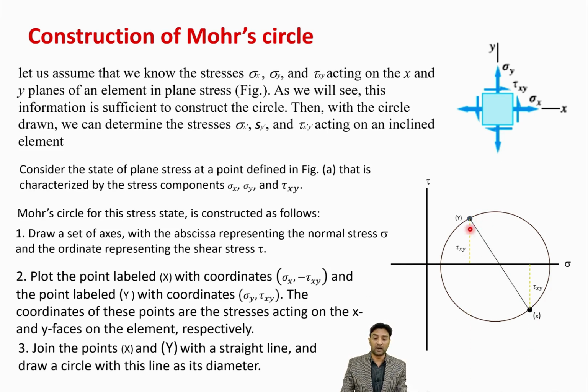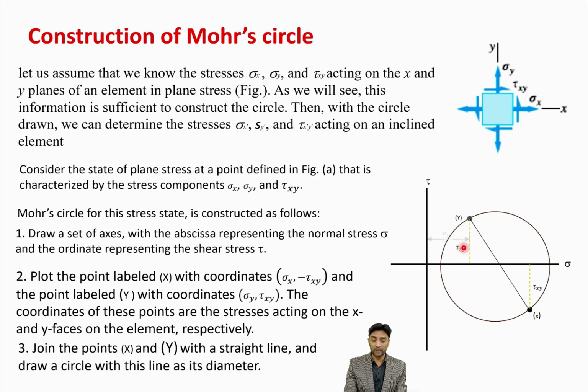So these are the coordinates tau xy, and this is the tau xy. As you can observe, on the x face we are taking sigma x as positive because it is tensile stress, and we are taking this tau xy as negative. It means that on the element the shearing stresses in the counterclockwise direction are taken as negative. And on the y face, this shearing stress is in the clockwise direction, so we take it as positive. So this tau is in the negative direction, and this tau is in the positive direction.